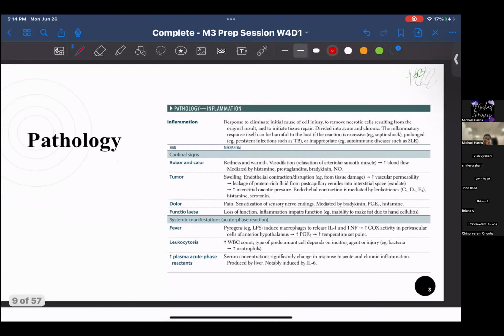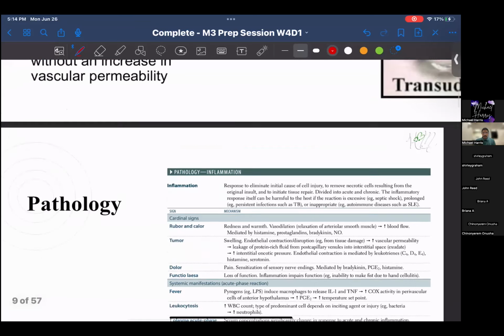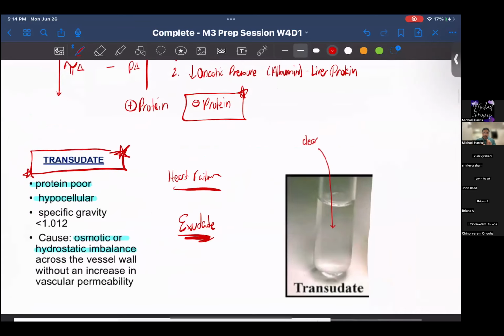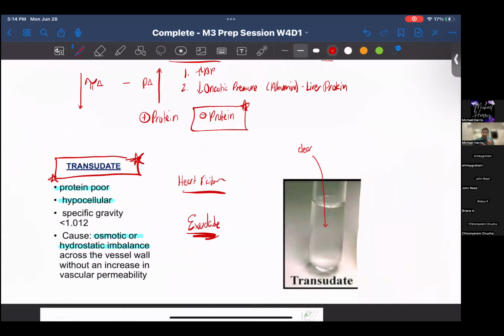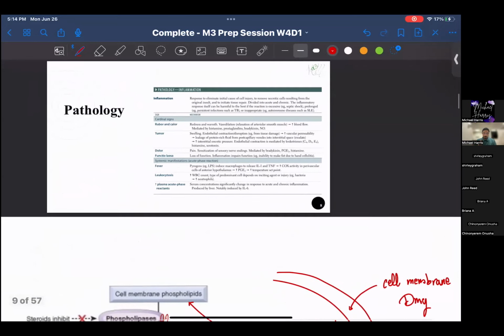So yeah, let's continue. Those are the two big breakdowns when it comes to pathology with the fluid that you build up, right? So there's transudates: no protein, no cells, no WBCs in it, due to hydrostatic pressure differences and oncotic pressure differences. And then exudate, which we're going to talk about here in a minute.